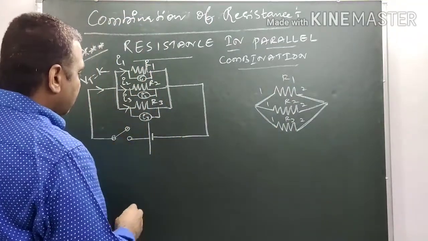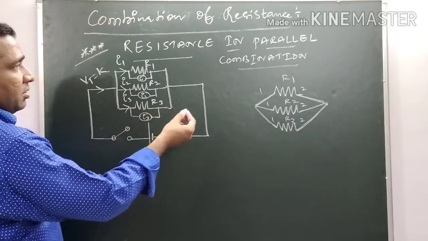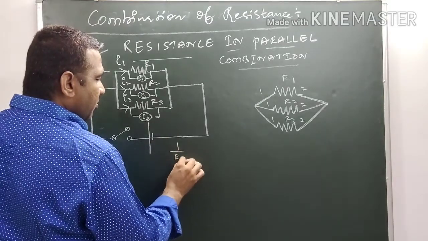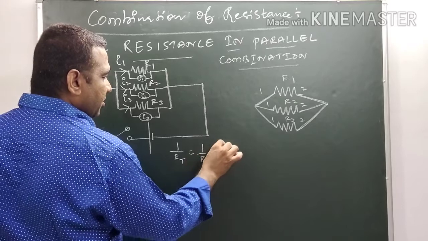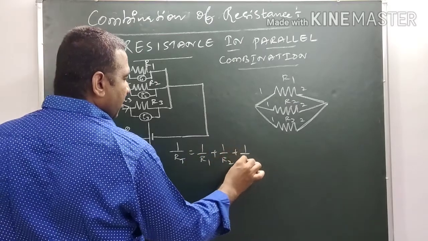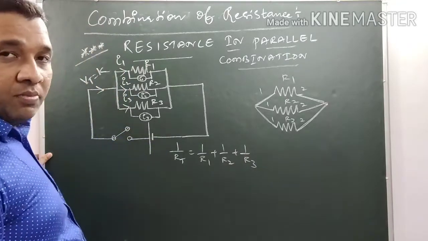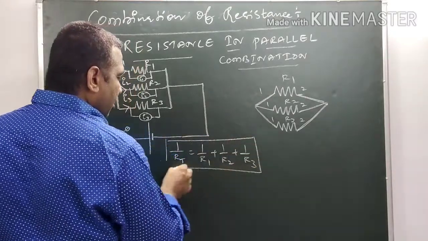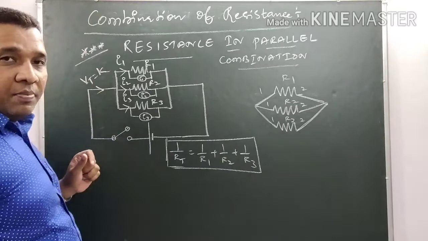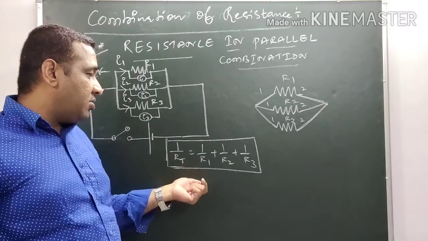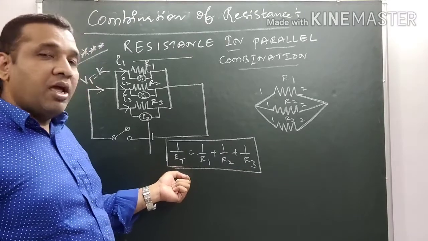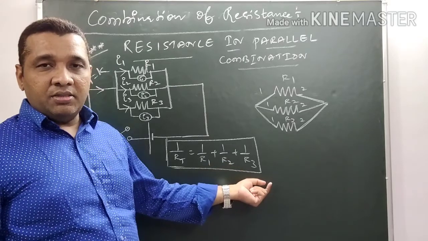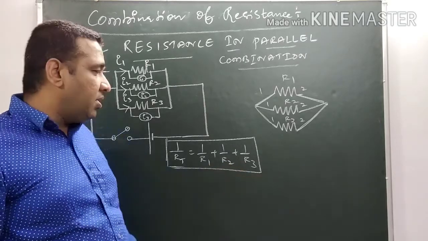So we have to derive the equation for parallel combination. The equation for the parallel combination is 1 by RT equals 1 by R1 plus 1 by R2 plus 1 by R3. So this is the derivation for the resistors which are connected in parallel combination. He may ask you in the examination to derive 1 by RT is equal to 1 by R1 plus 1 by R2 plus 1 by R3, directly giving the equation to you.